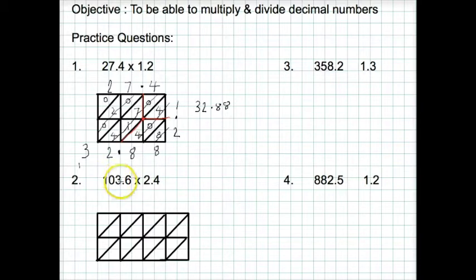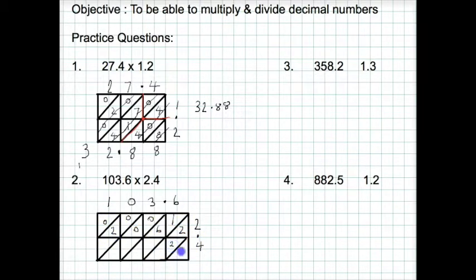Next one, exactly the same procedure. Because we've got 4 digits here though, our grid must be 4 columns wide, but still 2 deep. So here we write 103.6, and down the side we write a 2.4. We then carry out the same procedure, 2 6s are 12, 2 3s are 6, so write 0, 6, 2 zeros are 0, and 2 1s are 2.